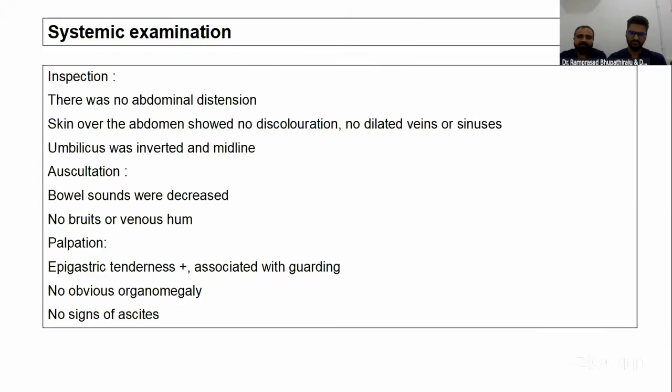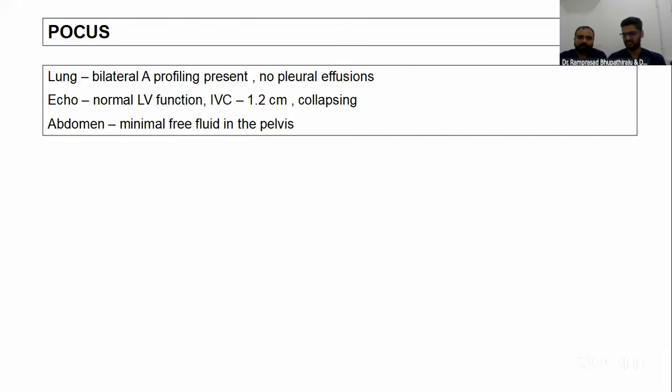Systemic examination: on inspection, there was no abdominal distension. The skin over the abdomen showed no discoloration, no dilated veins or sinuses. The umbilicus was inverted and in the midline. Auscultation: bowel sounds were slightly decreased, with no bruits or venous hum. Palpation: epigastric tenderness was felt, associated with guarding. No obvious organomegaly, no signs of ascites. Other systems of examination were within normal limits.